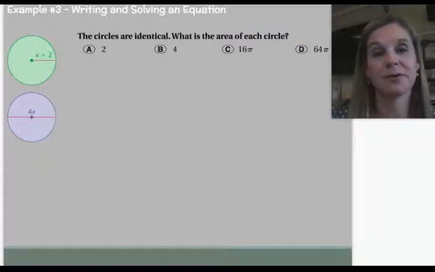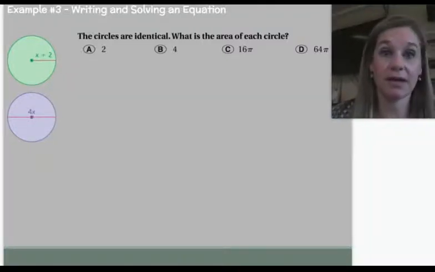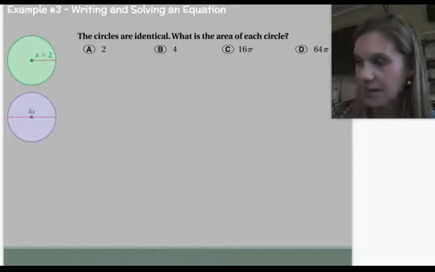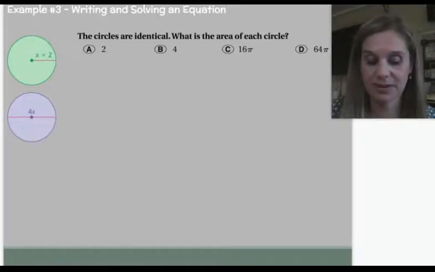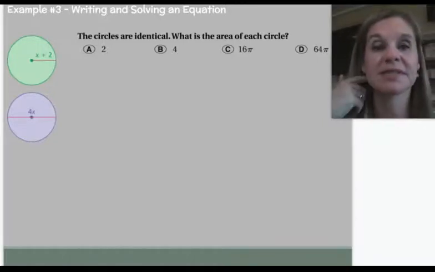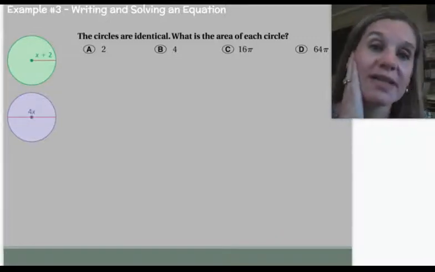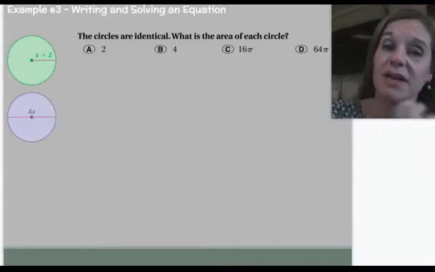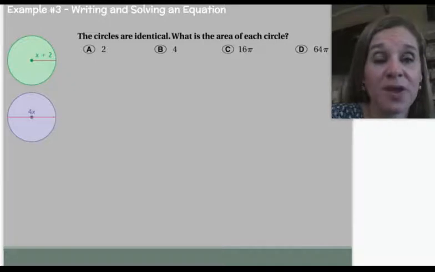All right, example number 3, writing and solving an equation. And something tells me it's going to have something to do with variables on both sides. Let's find out. So it says the circles are identical. What is the area of each circle? And then it gives us choices A, B, C, and D.